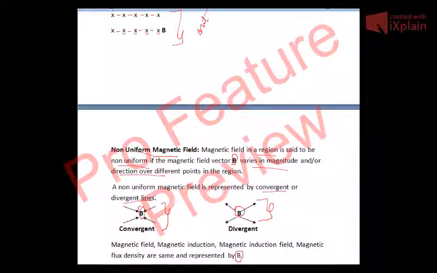They are the same thing. So you should not be worried about whether it is called magnetic field or magnetic induction. They are all the same. All are denoted by B.